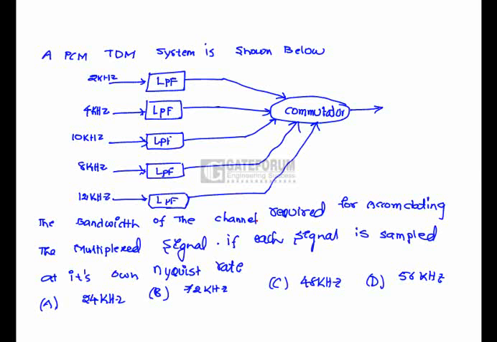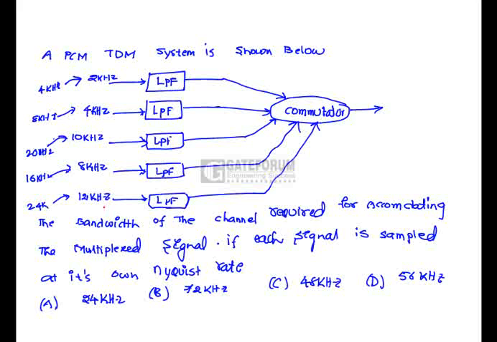A time division multiplexing system is shown below. The bandwidth of the channel required for accommodating the multiplexed signal, if each signal is sampled at its own Nyquist rate. All the signals are multiples of 2, so the Nyquist rates are 4 kilohertz, 8 kilohertz, 20 kilohertz, 16 kilohertz, and 24 kilohertz.